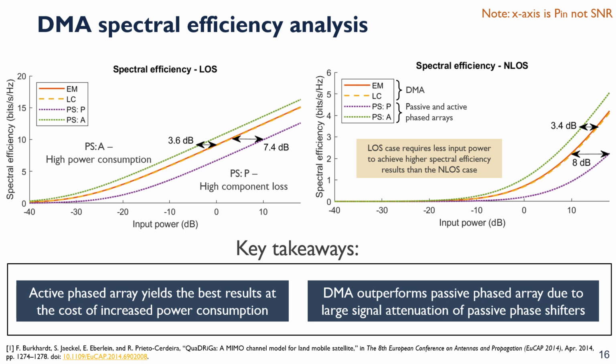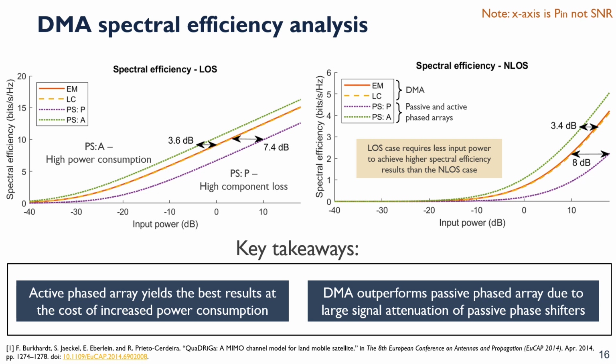Now for the line of sight case, as we expect, the active phased array performs the best. It has additional gain in the antenna due to the active phase shifters, and it has the greatest beamforming control since it is using phase shifters and not the restricted DMA weight distribution. So as expected, the active phased array does the best here, but also will consume the most power, as we'll see in the next slide.